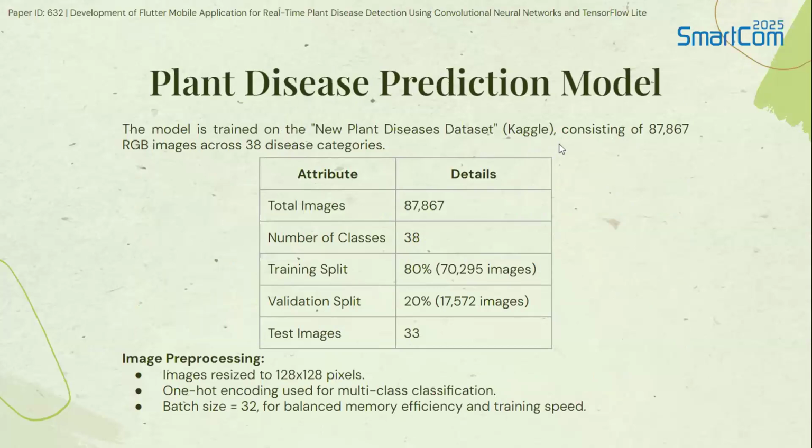sourced through Kaggle. It consisted of more than 87,000 RGB images across 38 different plant and disease categories. The dataset was split 80-20% for training and validation. It also consisted of 33 test images. The images were pre-processed by resizing them to 128 by 128 pixels for uniformity. Then one hot encoding was used for multi-class classification. A batch size of 32 is used for a balance of memory efficiency and training speed.